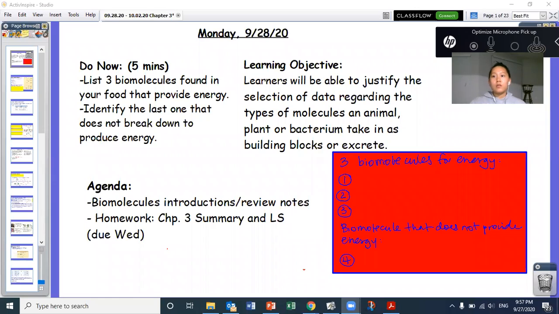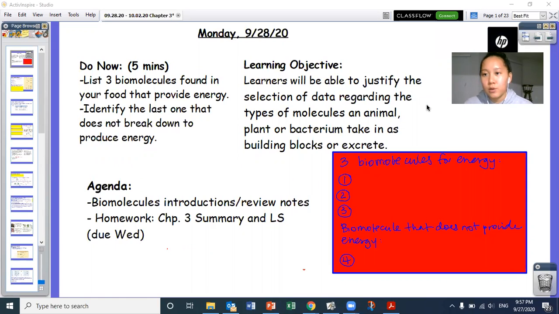All right, so we're going to open up chapter 3, which is going to be about the biomolecules unit, or the biomolecules of life. And if you were in regular bio or PAP bio recently, you'll probably remember the 4 categories of biomolecules. So for the do now or entrance, I kind of just want you guys to think about this. I want you to try to write down, list 3 biomolecules found in your food that provide energy.